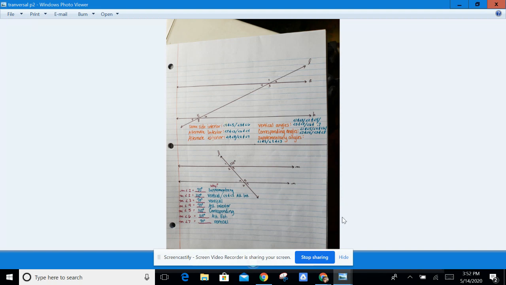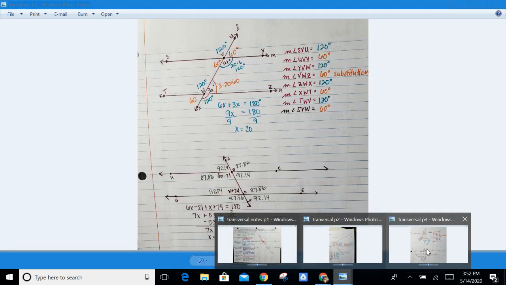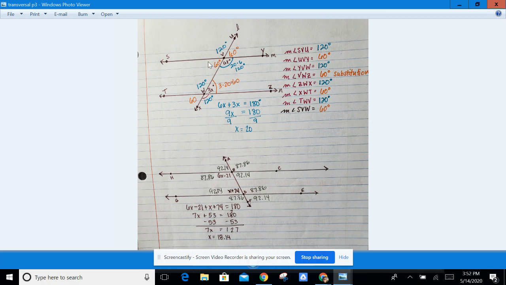And then the last thing is, what do I do when there are variables? If this one is 6x and this one is 3x, how do I figure that out? The first thing I did was take 6x plus 3x and set it equal to 180, because they're same side interior. It means these two have to add up to 180. So I added them up and got 9x equals 180, divide by 9, and x is equal to 20 degrees.